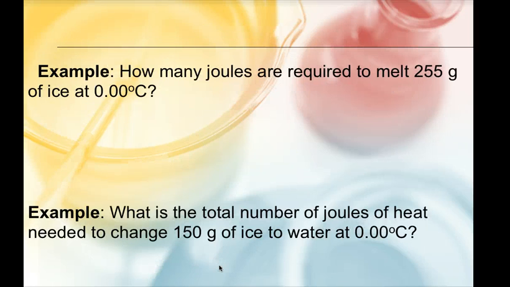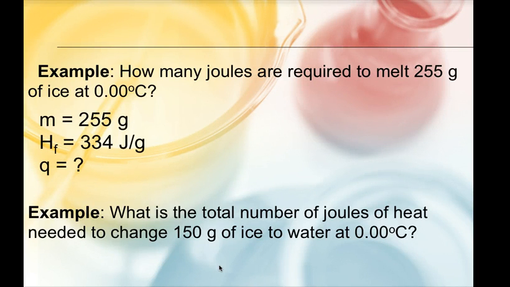So here's an example. How many joules are required to melt 255 grams of ice? So you have 255 grams of ice, a large amount of ice. How much is it going to take? How many joules of heat are going to be required to melt it? Well, the mass of the ice is 255 grams. Hf, the heat of fusion, is a constant, 334 joules per gram.